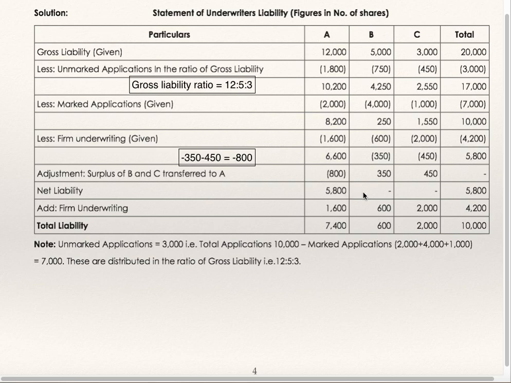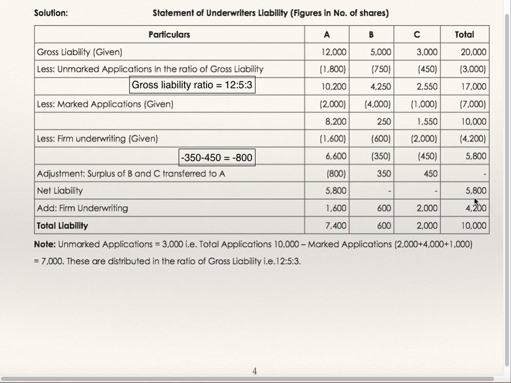In this we will add firm underwriting which they have definitely decided to purchase, 1,600, 600 and 2,000. So total of A's liability is 5,800 plus 1,600, 7,400. B's liability is 600, C's liability is 2,000. Total liability of underwriters is 10,000.